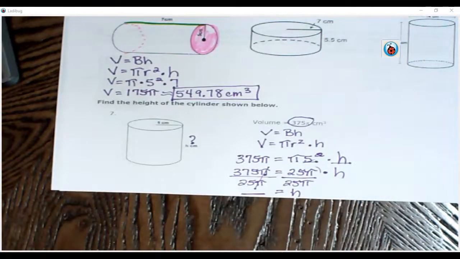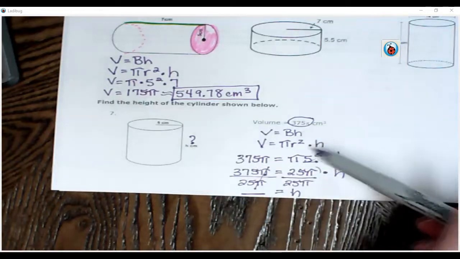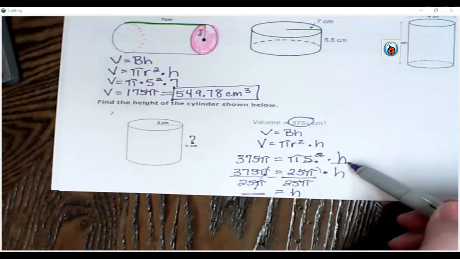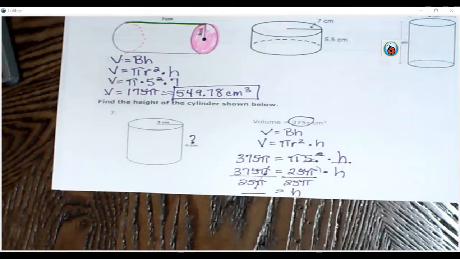Okay? So remember, just because you're missing a side, we don't do anything different. We still substitute in what we can, solve for the variable we don't know. Here it was height. Up here, we didn't know the volume, so we were solving for volume all the way down.